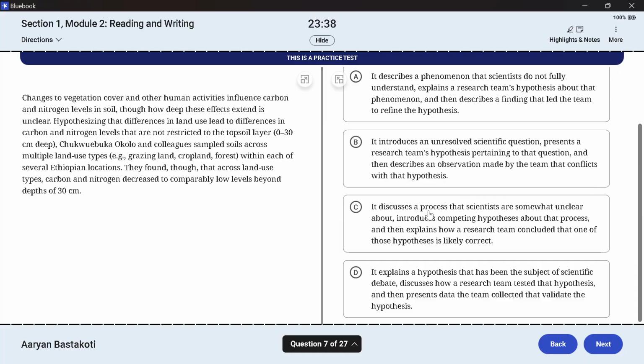It discusses a process that scientists are somewhat unclear about, introduces competing hypotheses about that process, then explains how a research team concluded that one of those hypotheses is likely correct. This seems like the right answer. It explains a hypothesis that has been the subject of debate, discusses how a research team tested the hypothesis, then presents the data the team collected, then validates the hypothesis. Not really. There has not been talk about debate. The second part matches the structure, but this is not the right answer since the first part of this choice, D, does not match.